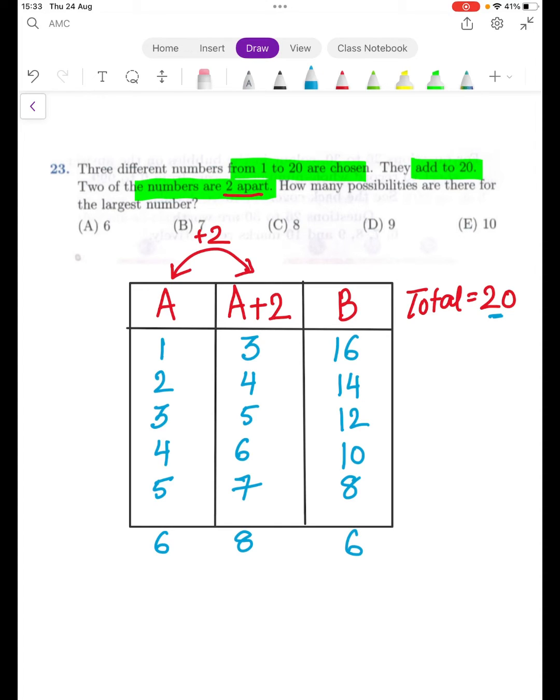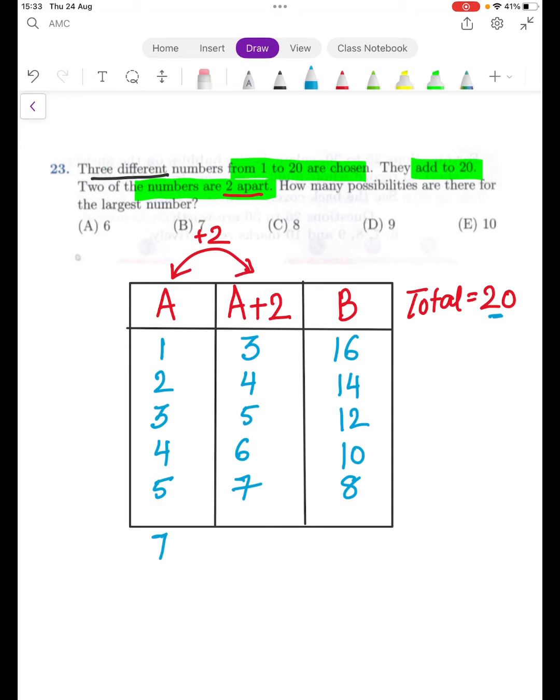But actually, this scenario will not work because we are using two 6s, and we do not have two coins of the same number. They are all different numbers. So this scenario will not work. So let me rub that out. So 6 did not work for us.